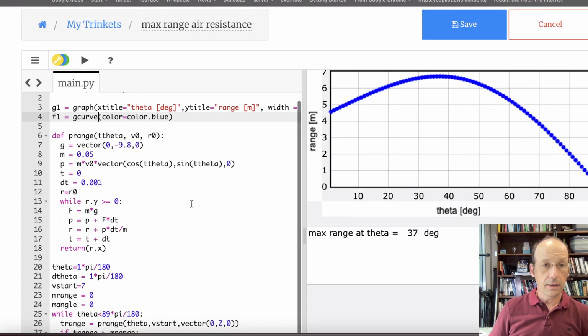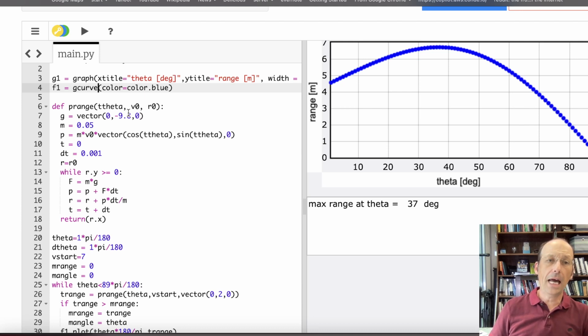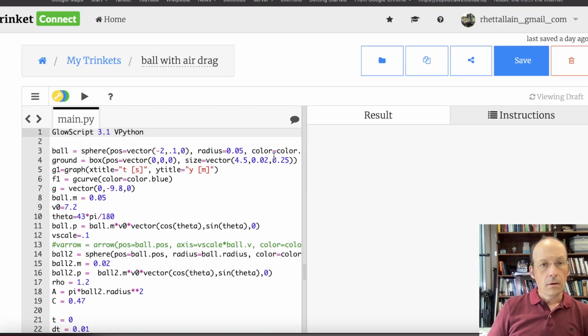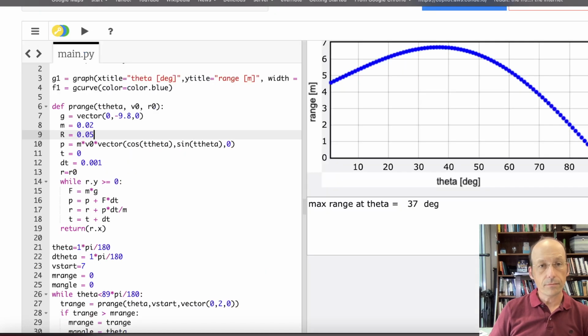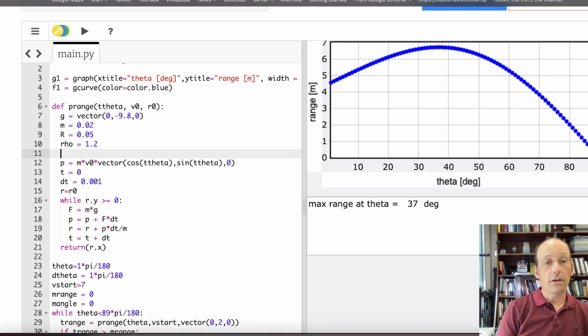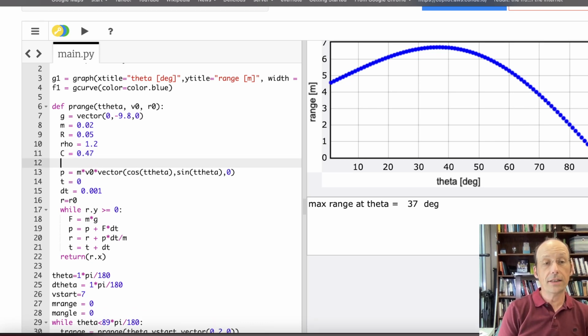So I'm just going to go down here. I'm not going to pass that to my function. It's just going to assume. Oh, here it is. Let's put that in here. It says 0.2. Capital R, let's call it capital R. Capital R is, what did I say it was, 0.05. Is that right? Radius 0.05, okay. I need the density of air, rho is 1.2. I need the drag coefficient, C, is 0.47, and I need the cross-sectional area. Area equals pi times r squared.